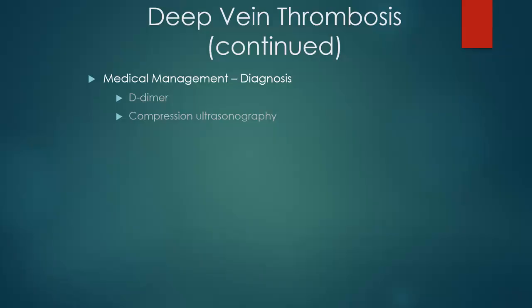We use what's called a Wells score that categorizes patients as high, moderate, or low probability. And this is based on the presence of the clinical features that are commonly associated with those DVTs and identification of an alternative diagnosis.